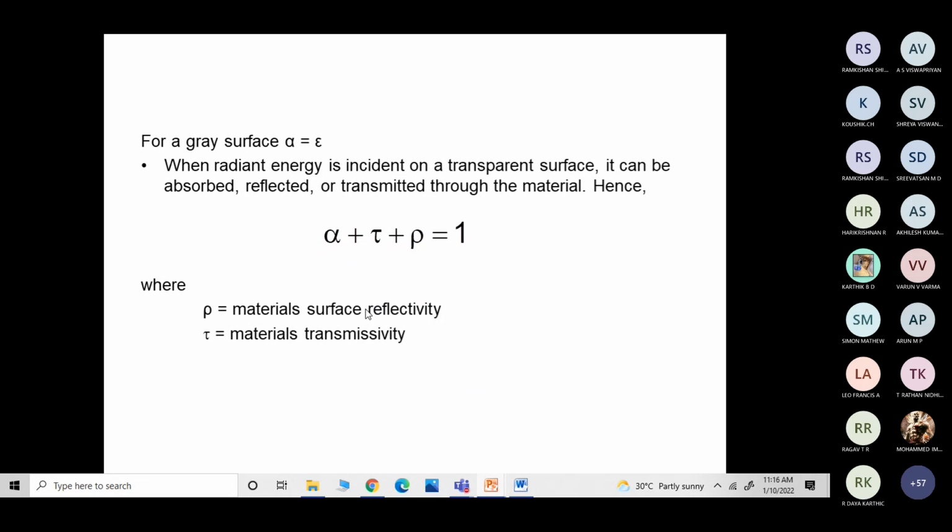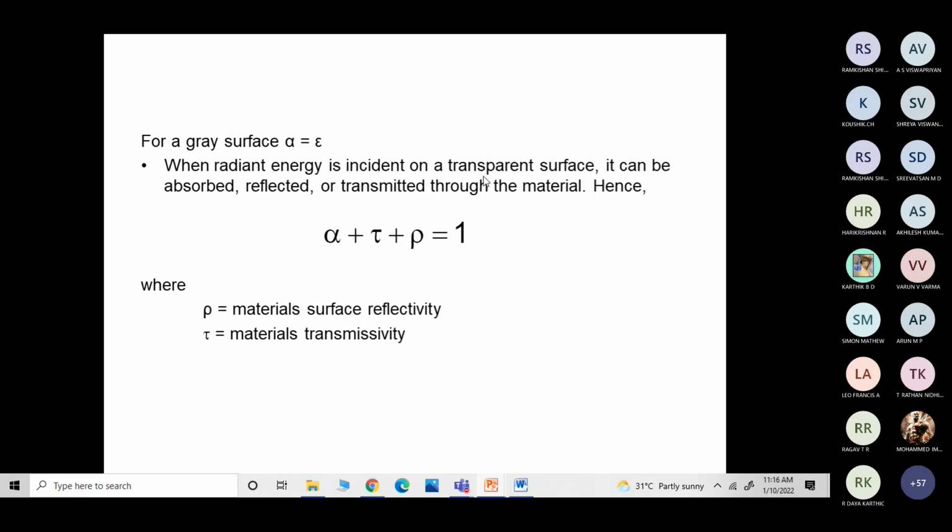And for a gray surface, you will be having this combination, alpha plus tau plus rho equals 1, where alpha indicates absorptivity, tau indicates transmissivity, and rho indicates reflectivity. And for a gray surface, alpha is equal to epsilon, or absorptivity equals emissivity. Whenever we have this, you should know about all these things.